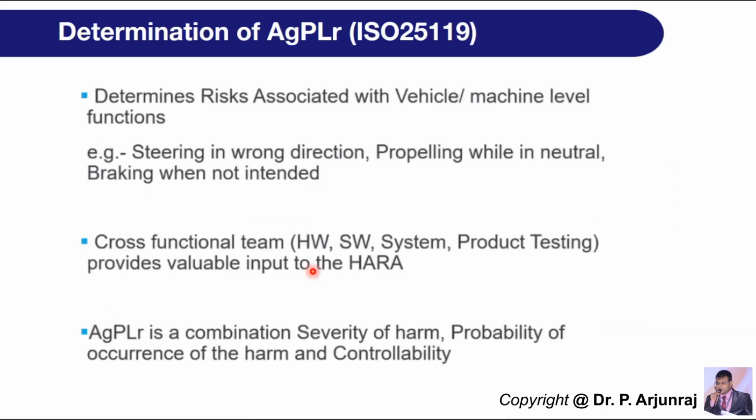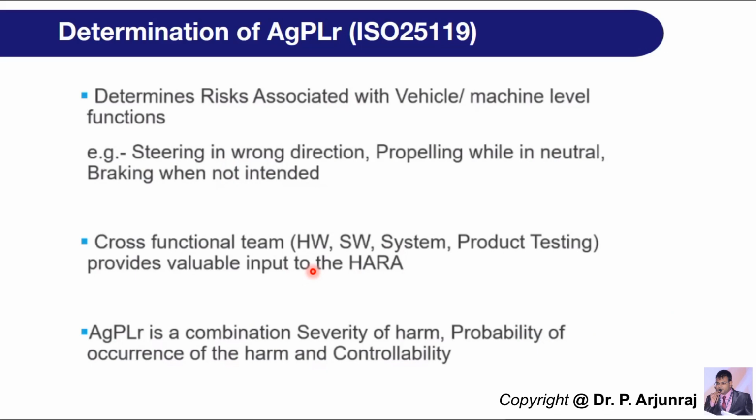So in this ISO 25119, you're going to have AgPLr, agriculture performance level rating. For example, steering: if you have the steering in the wrong direction, or if you're propelling the vehicle when the vehicle is in neutral, or braking is not intended, you're going to determine the risk involved in this scenario.